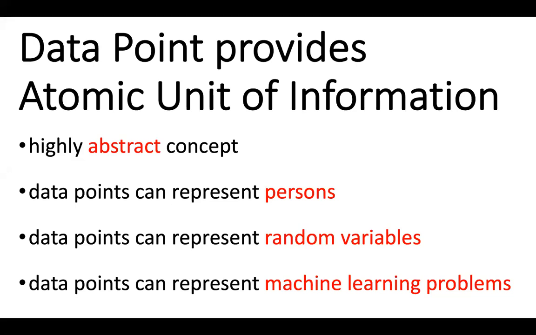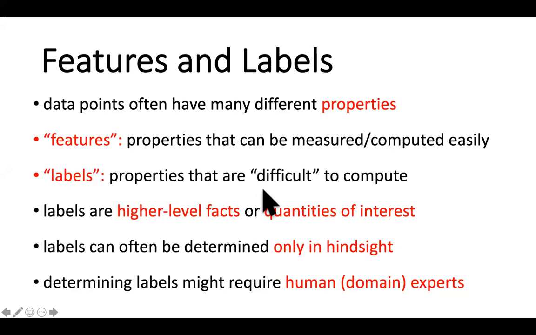The important thing is that you have to be specific when you start formulating a machine learning problem. What do you use as data points? What do you define as data points? Is a data point a person? Is a data point a random variable? Or is a data point a machine learning problem? In the end, a data point is just some object which can carry information, which is something that could potentially surprise us.